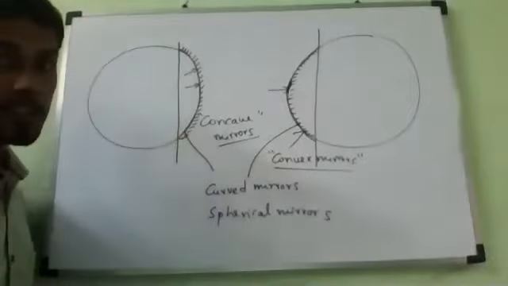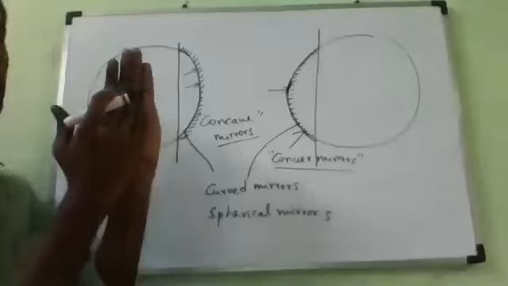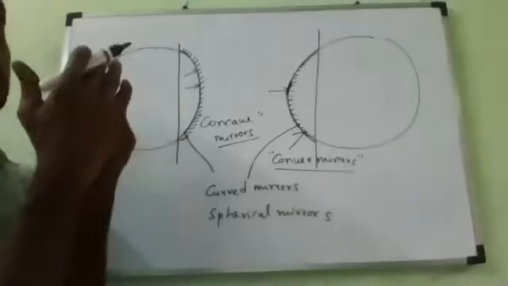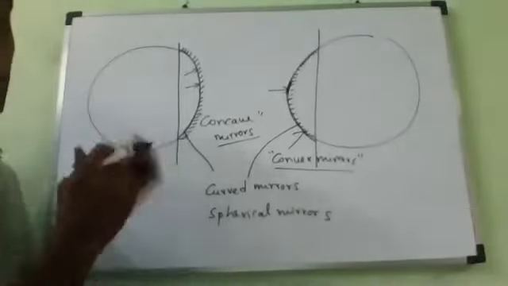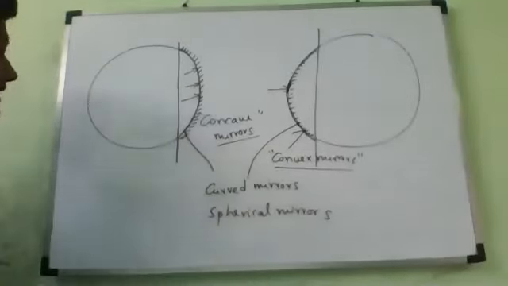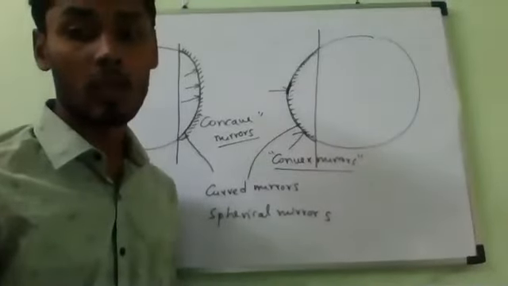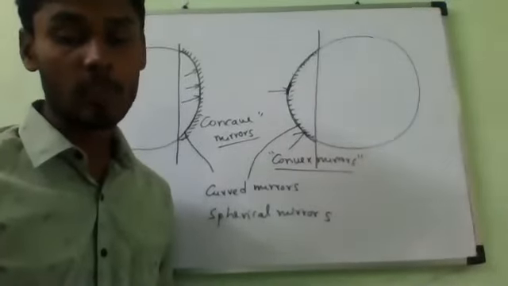Concave surface means bent-in surface. This is a bent-in surface, and this is a bent-out surface. So where the reflecting surface is a bent-in surface, that mirror is called a concave mirror. Understand? Hollow sphere of glass.